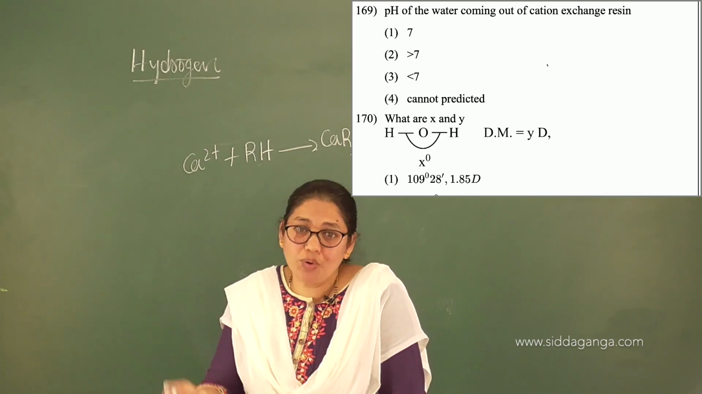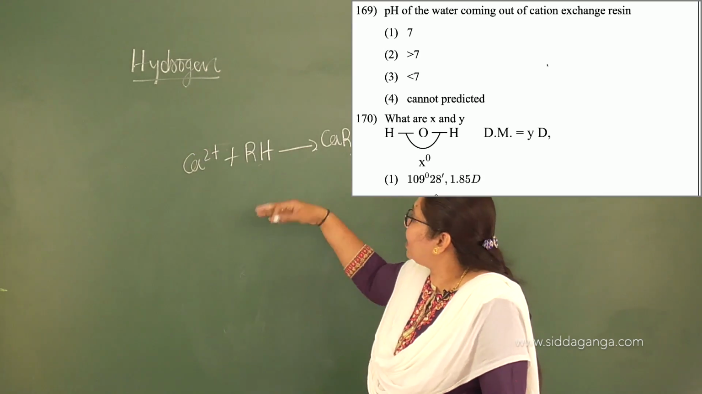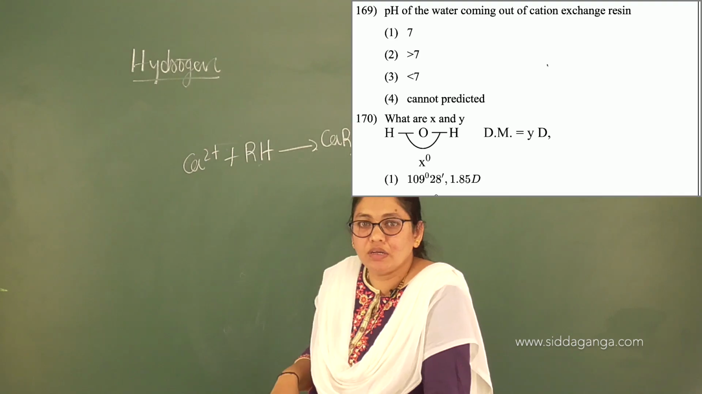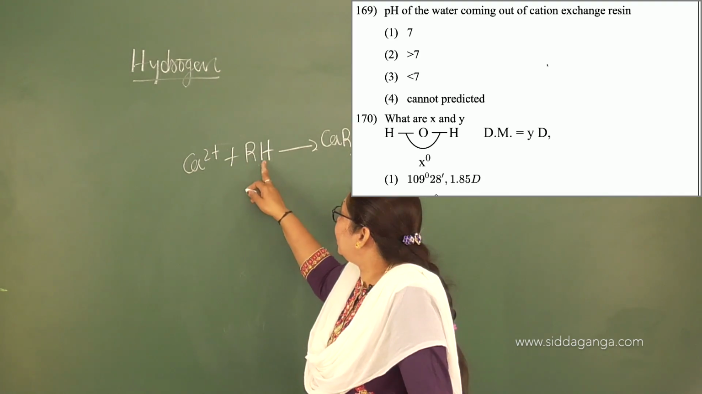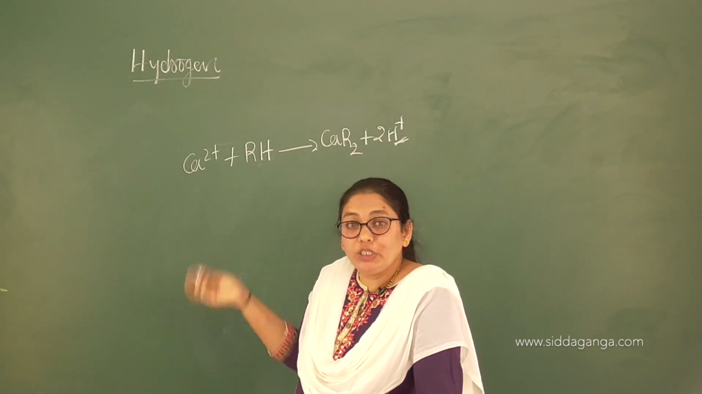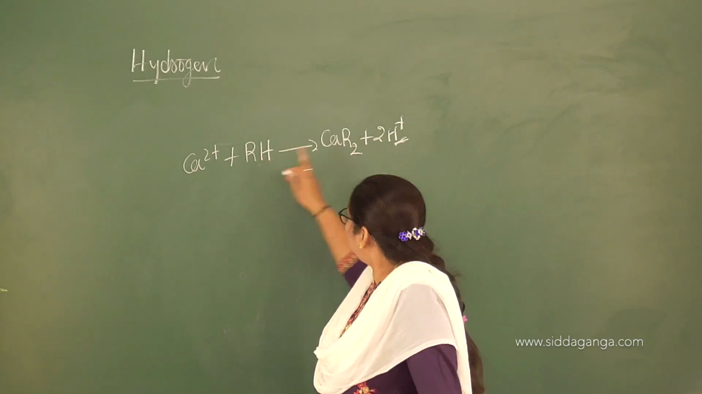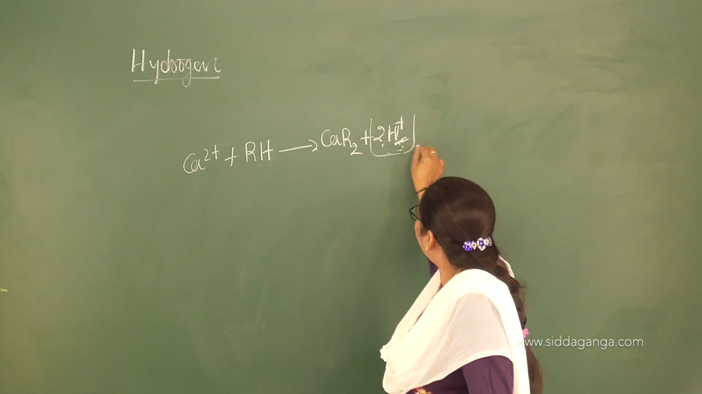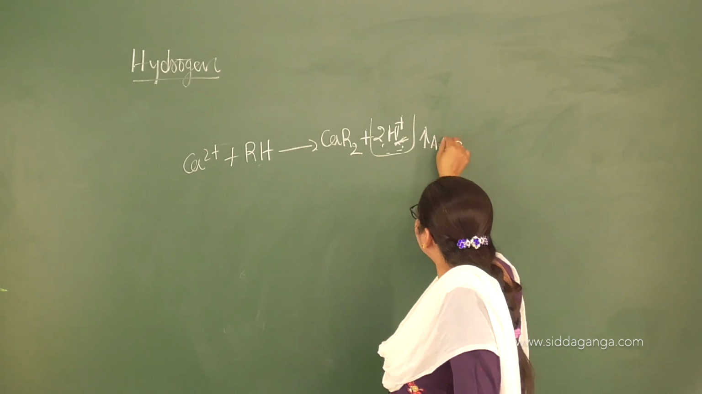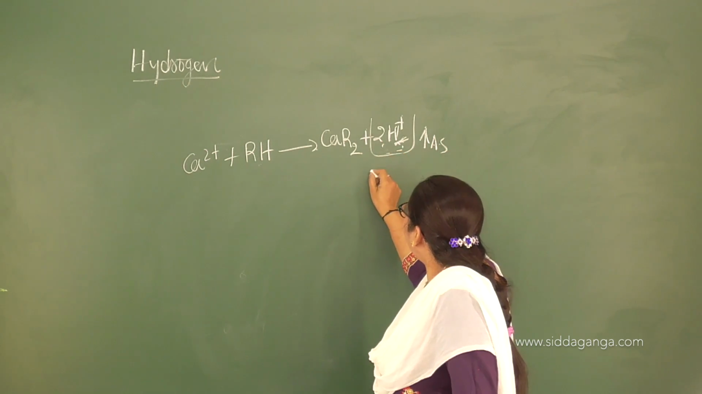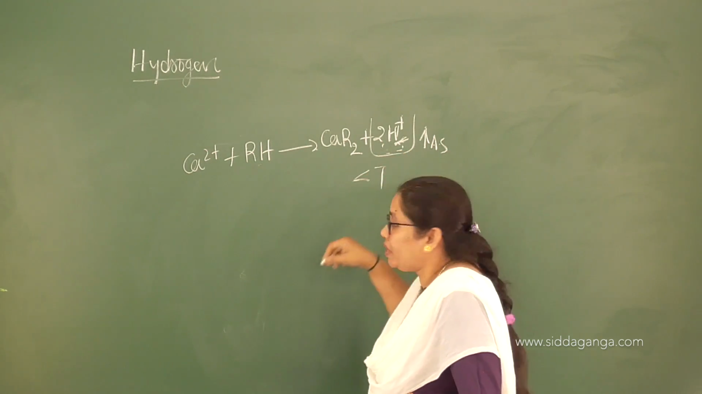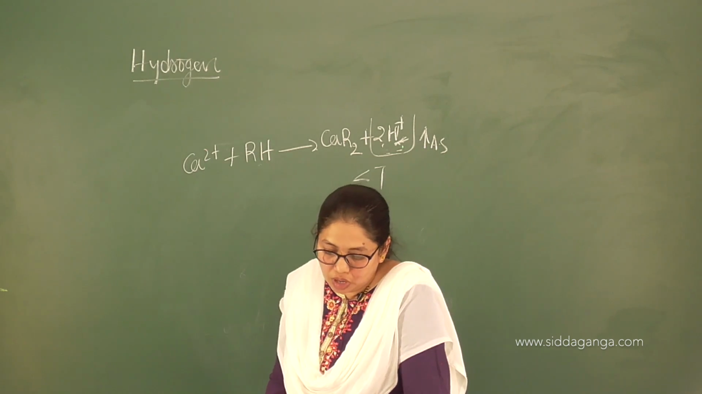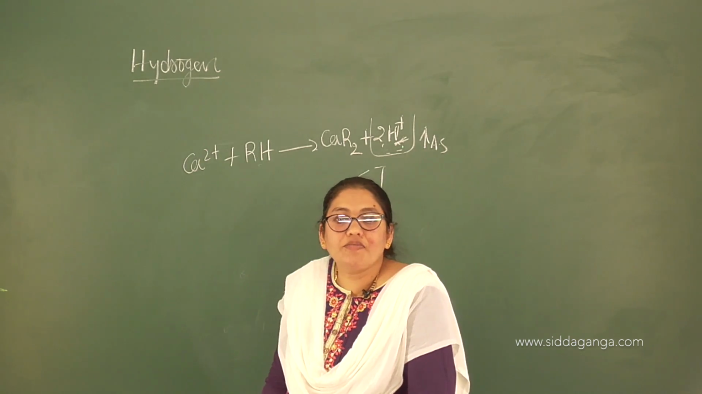Whenever there is a release of OH minus, say for example, the same question is asked for the anion exchange resin, so what happens here? There is a displacement of OH minus ion. So here there is a displacement of which ion? H plus ion. If H plus ions are released into the water, the acidic strength increases, whereas the pH decreases, pH will be less than 7. So option 3 is the answer for this one.